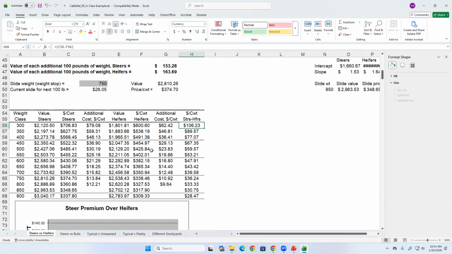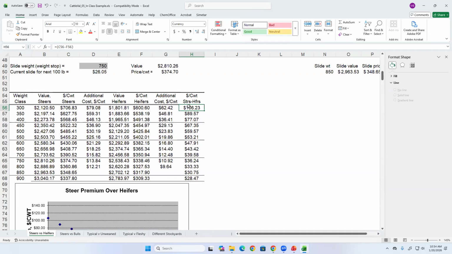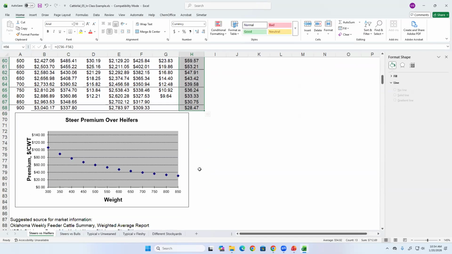Any questions? Okay. So on this day, a 300-pound steer brought $106 per hundredweight, so $1.06 per pound more than a 300-pound heifer. Okay. Now that premium for steers relative to heifers decreases as cattle get heavier. This is pretty typical. I've done this with a lot of different reports from mainly Oklahoma City National Stockyards, but this is pretty typical.